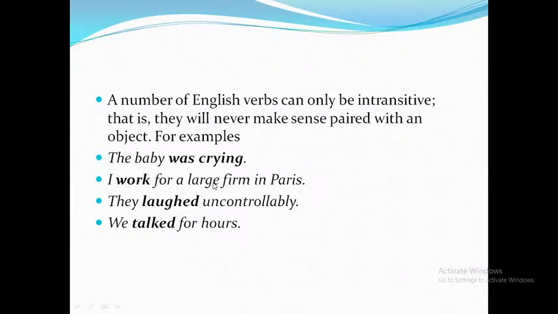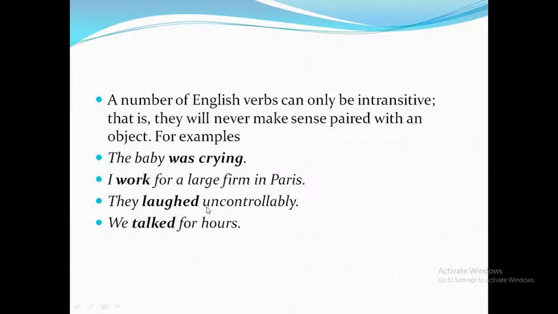Now, I work for a large firm in Paris, but here also there is no object. What I said, how to identify object? Object आपका verb के बाद ही रहेगा और उसके बाद object में क्या रहता है? Object will be either a noun or a pronoun. But "for a large" is starting with a preposition. So there is no noun here just after this verb. So it can't be a transitive verb. It can't be object.